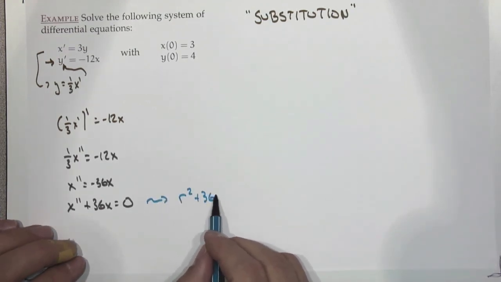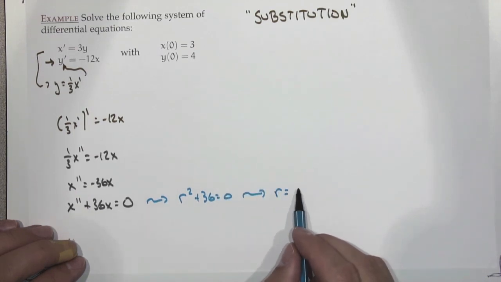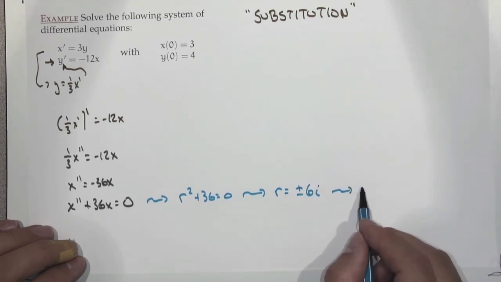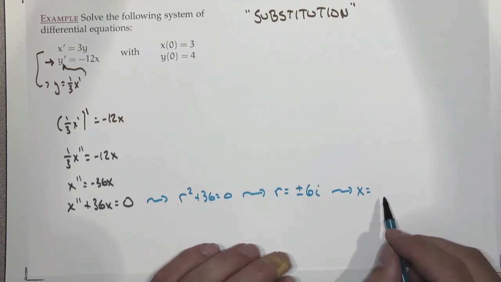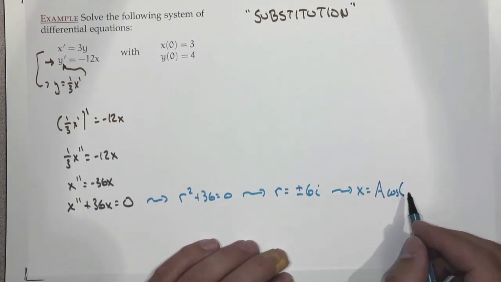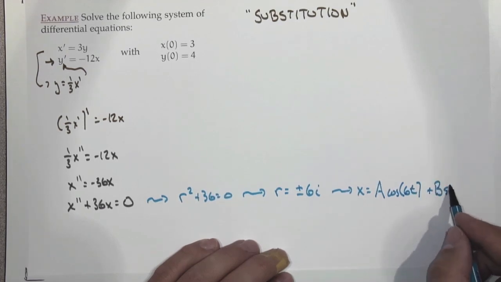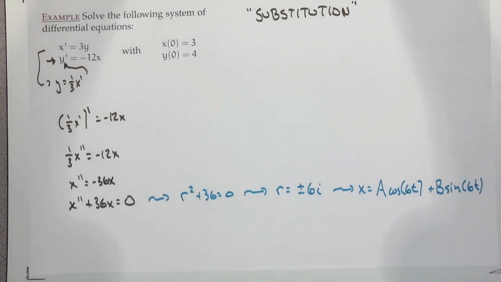r squared plus 36 equals 0. What are the roots here for r? Plus or minus 6i. So what does that say about x? What kind of solutions does x have? A cosine of 6t and sine of 6t. All right. Now, are we done?